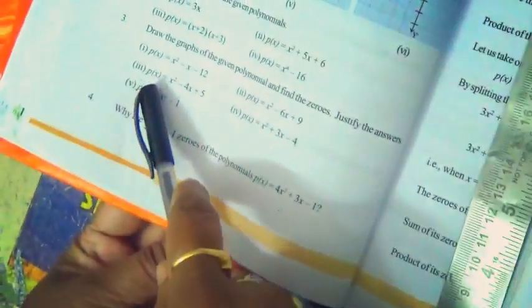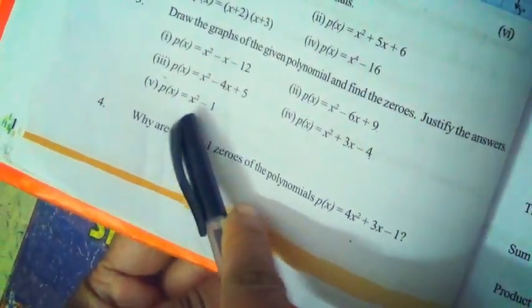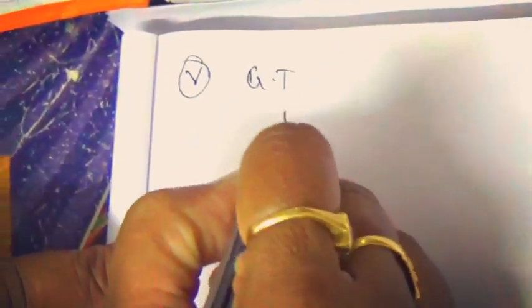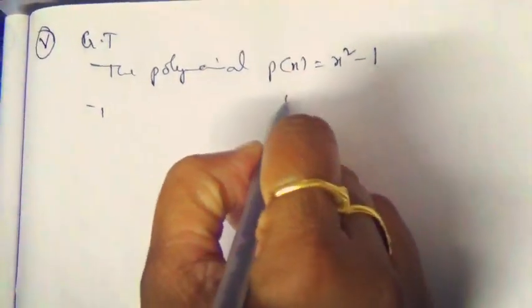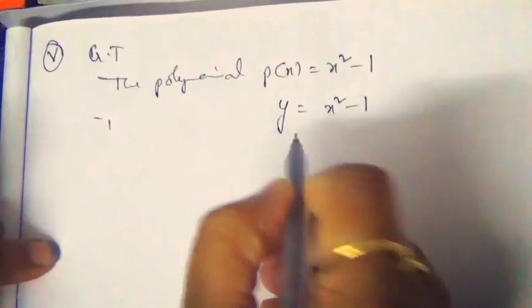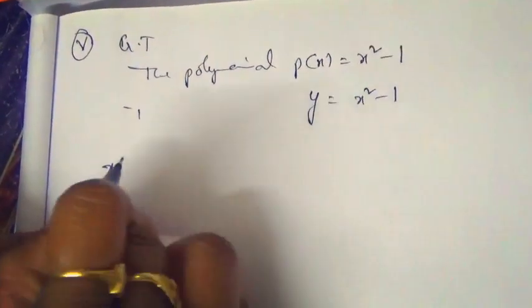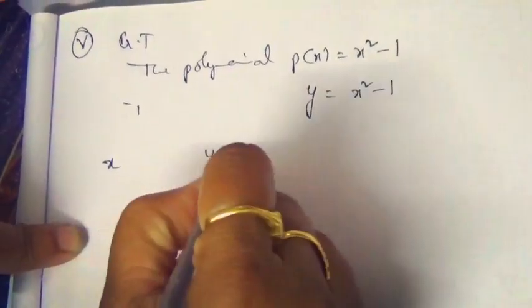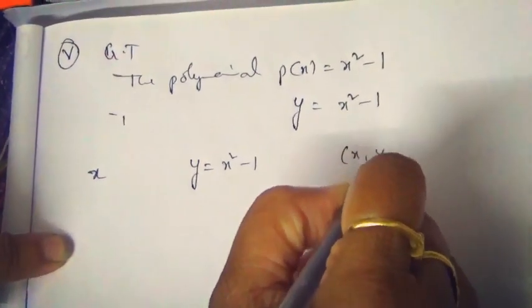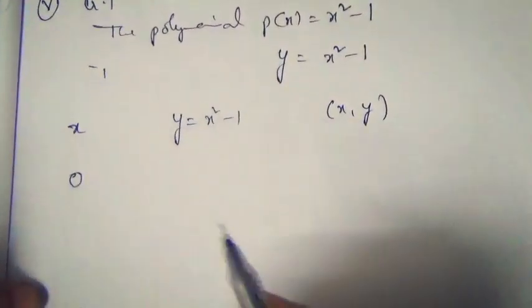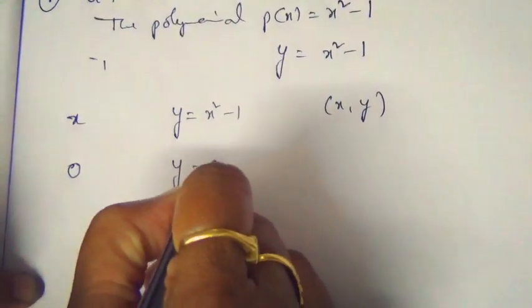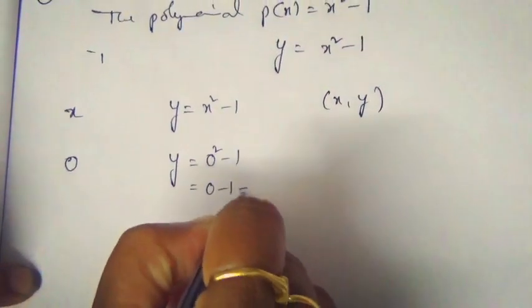Next I will explain this fifth sum. Fifth one, that is, given that the polynomial p of x is equal to x square minus 1. The zero of the polynomial. Here we have to take y is equal to x square minus 1, right? We have to make the table for this, that is x, y is equal to x square minus 1, and the last one is the coordinates of x and y. Here I want to take first x as 0, that is equal to 0 square minus 1, that is equal to 0 minus 1, that is equal to minus 1.